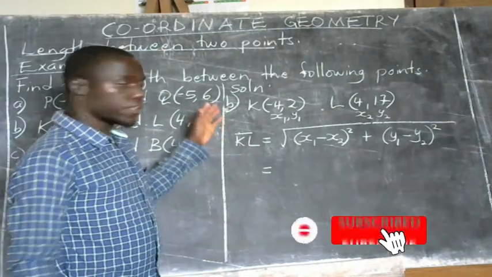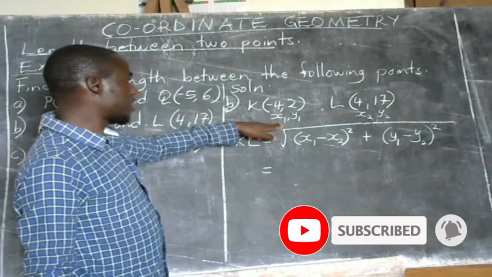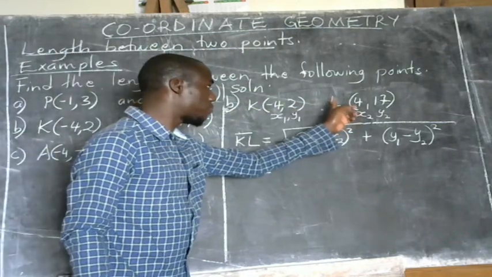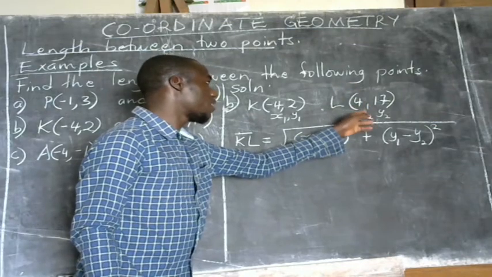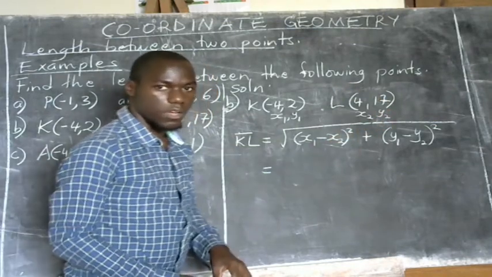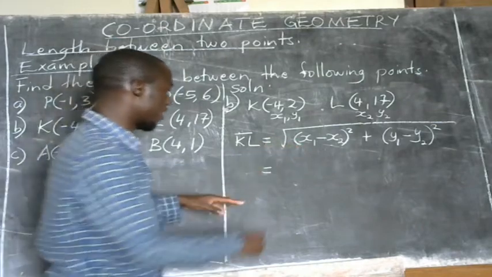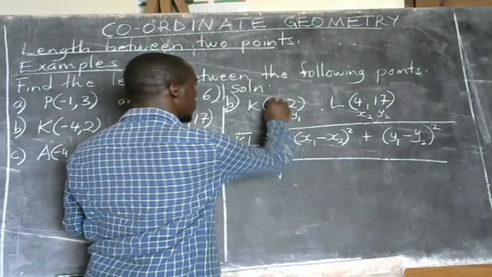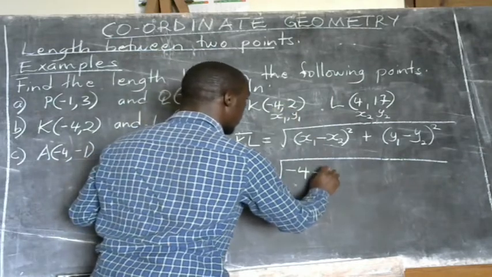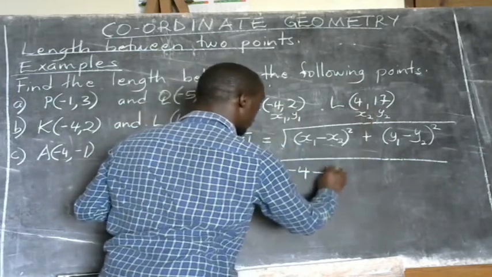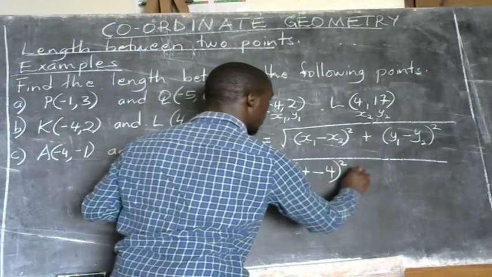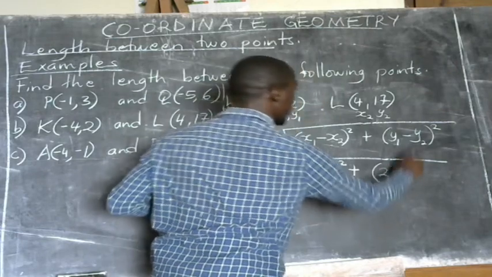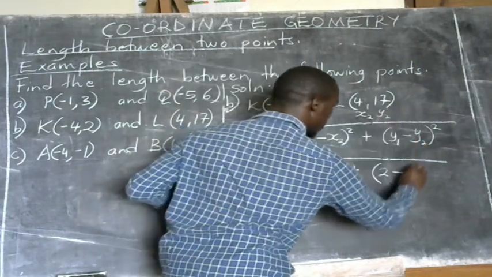Part B, my K there, I nickname the coordinates: x1, y1, point L there, I nickname x2 and y2. So I come down here and then I substitute. This is the square root of my x1, which is the negative 4, minus my x2, which is the 4, squared. Then plus y1, which is the 2, minus y2, which is the 17, then squared.